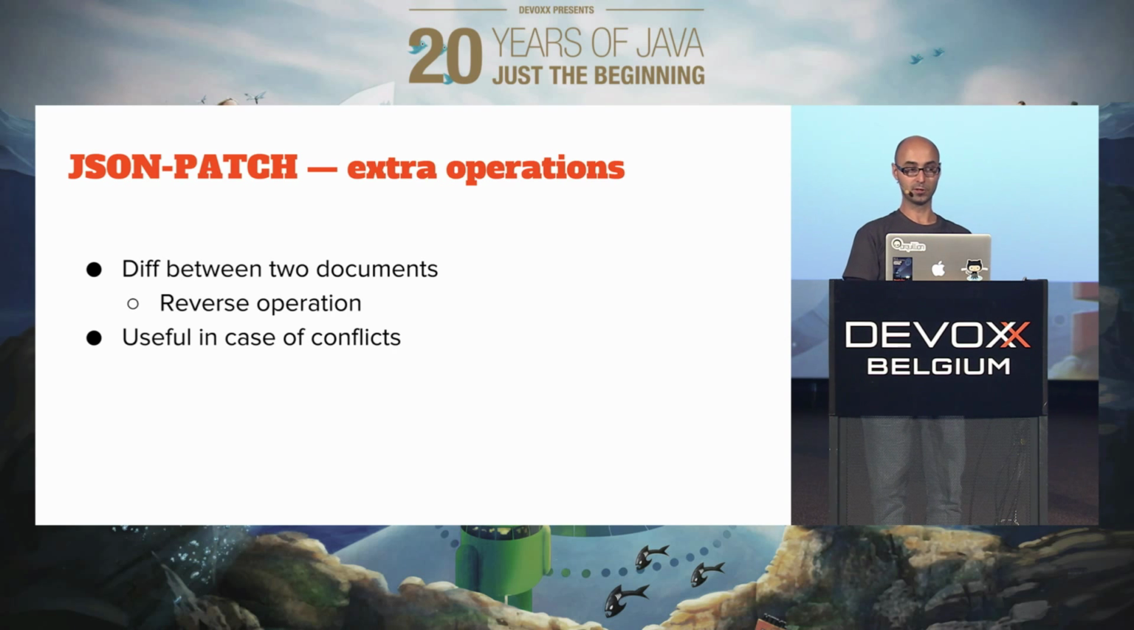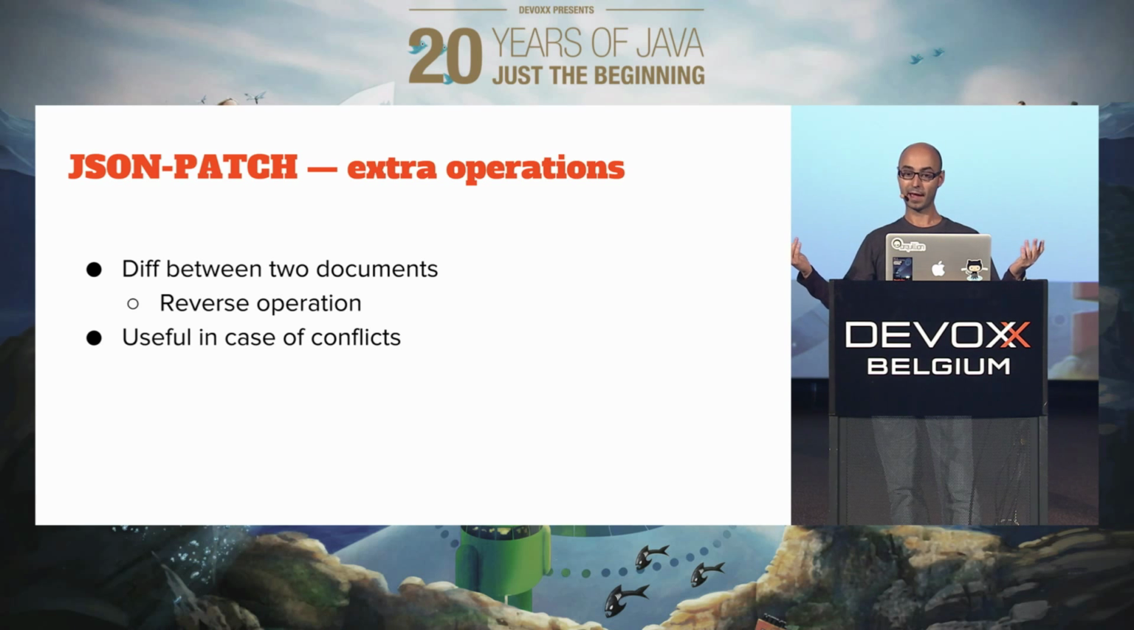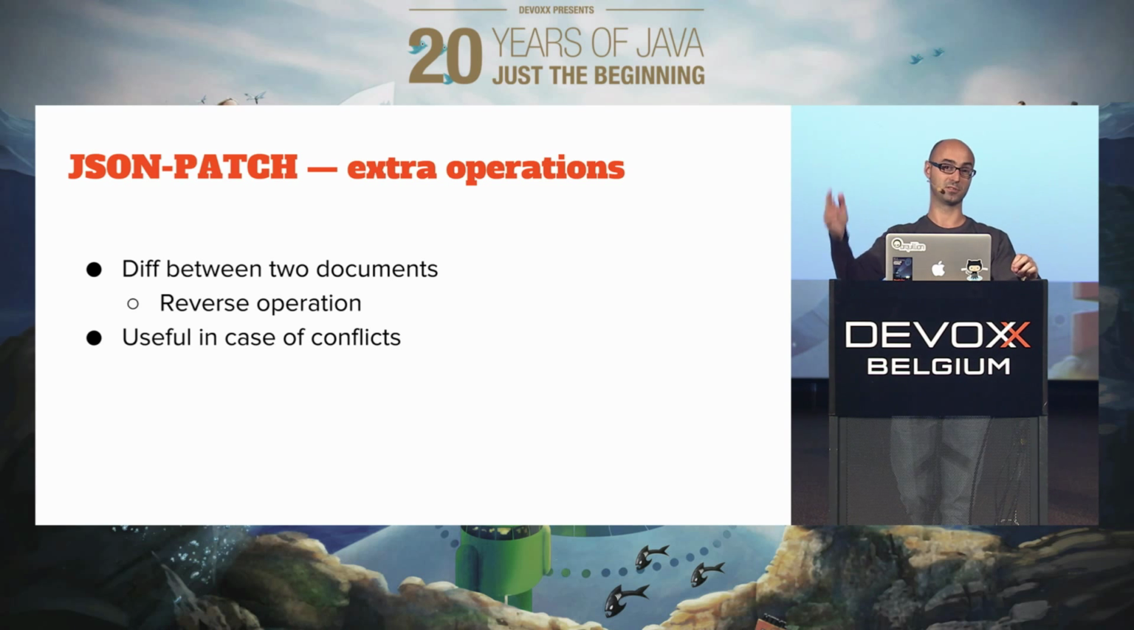But as it happens with JSON Pointer, we decided to add extra operations that are not defined in the RFC, which is taking two documents, and getting the patch I should apply to go from A to B. It's like the reverse operation we have seen, and this is really useful in case of conflicts. If you are using, for example, Hibernate, and you try to change two objects at the same time with optimistic locking, you will receive something like a concurrent modification exception, which means that there is a conflict with the two versions you're trying to save in the database.